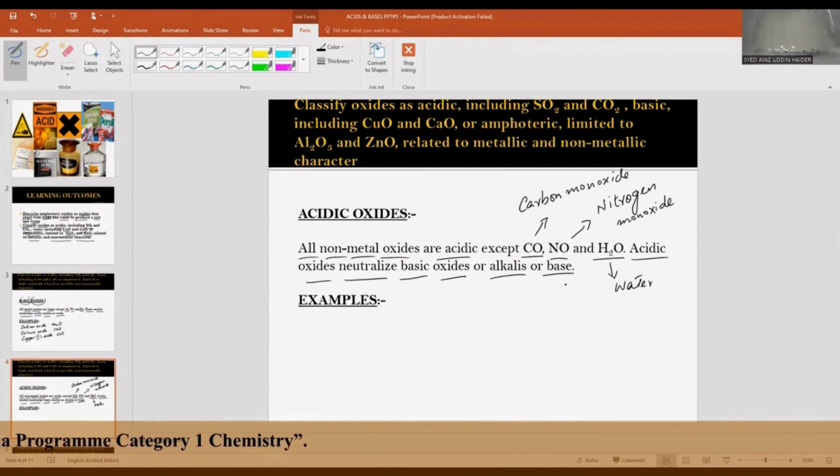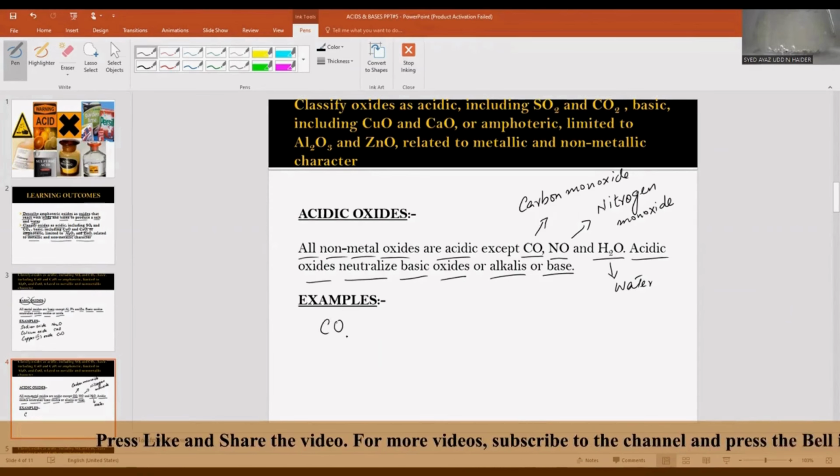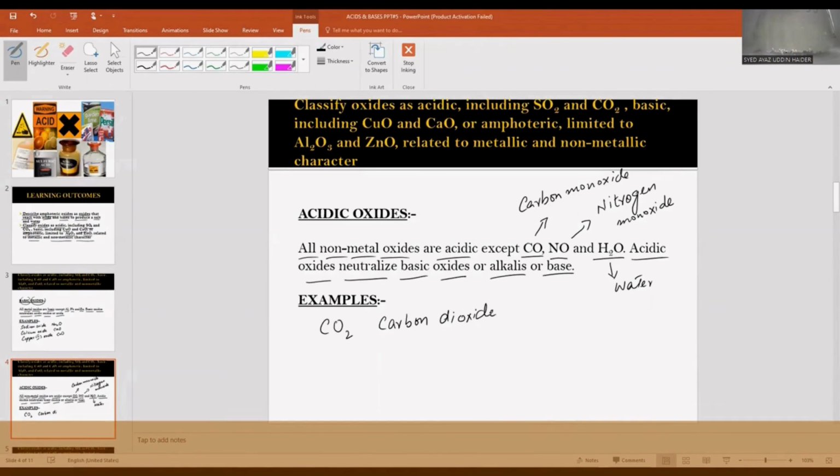So some examples of acidic oxides: CO2, which is carbon dioxide, SO2, sulfur dioxide, Cl2O, this is chlorine 1 oxide.